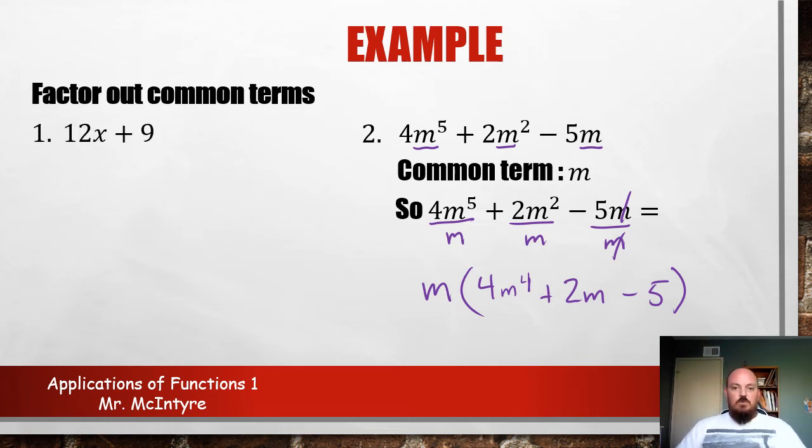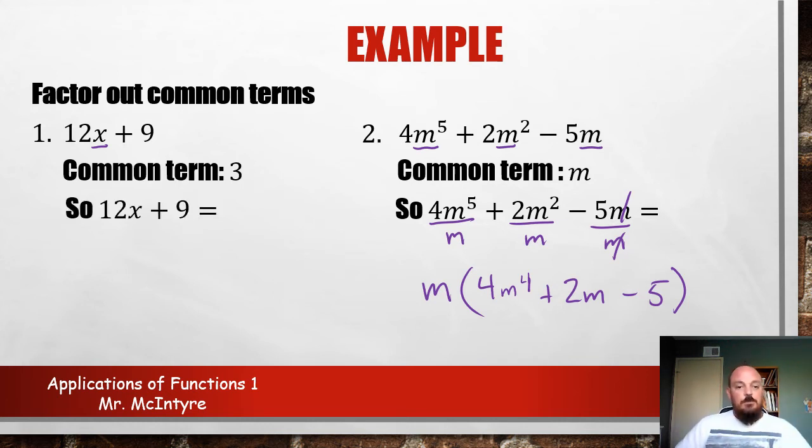So even though the questions went out of order, let's go backwards and do number 1 now. For this question, if I'm looking for a common term, this time it's not x, because I have an x in my first term, but no x in my second term. The common term for this one is actually 3. It's a number, because 12 divided by 3 is 4, and 9 divided by 3 is 3. So this time the common term is a number, it's 3.